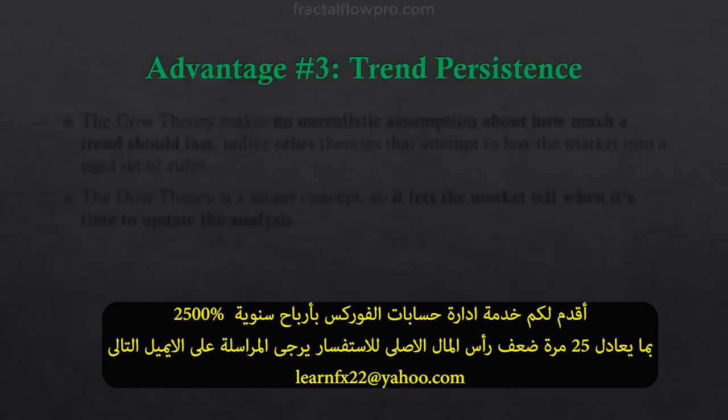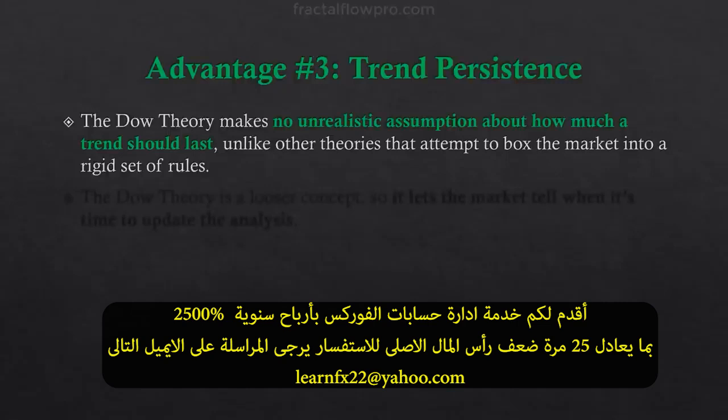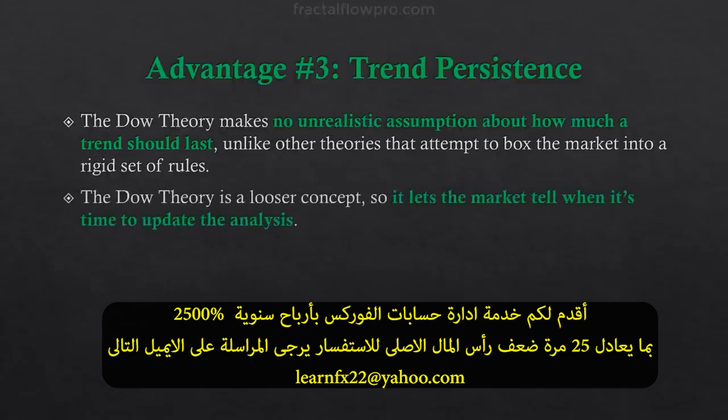The third advantage relates to the fact that the Dow theory makes no assumption about how much a trend should last. Some theories like the Elliott wave theory, for example, make bold assumptions about how many waves a trend should have and the ratios between the various waves. The Dow theory is a much looser method. It assumes that the trend can persist until there is a clear reversal and confirmation signal. That is a much simpler and much more effective way of thinking because it lets the market show when it's time to update the analysis and not the other way around. Theories that try to box the market into a rigid set of rules tend to be ineffective.